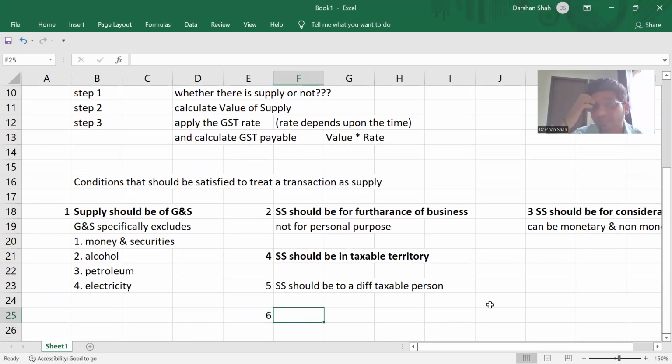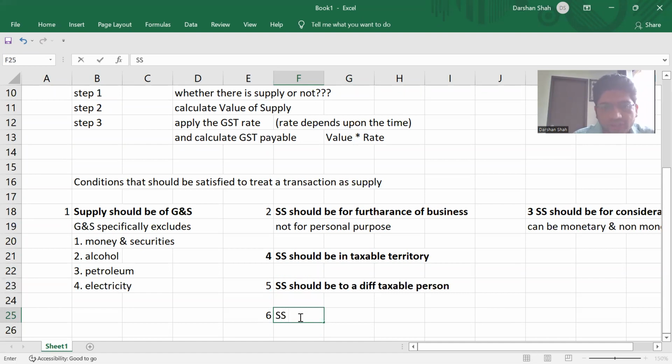The example of employer and employee we took. The example of partnership firm and partner we took. So it should be to a distinct person. Partners providing service to a partnership firm are the same person. Employees providing services to an employer are the same person. So supply should be to a different taxable person.